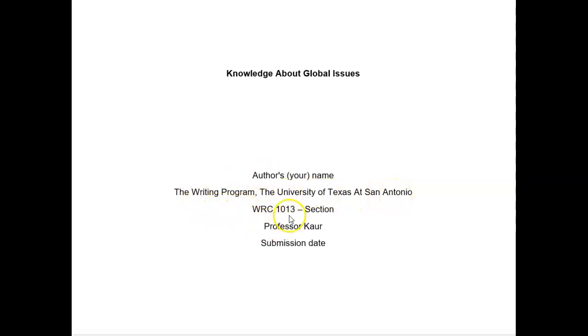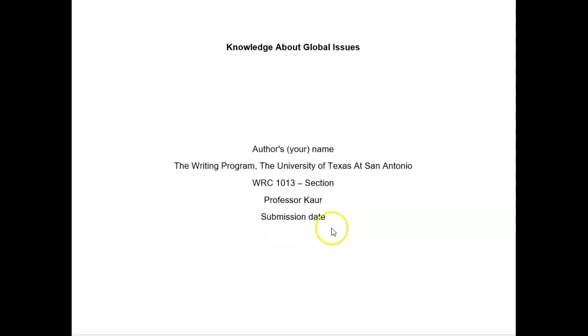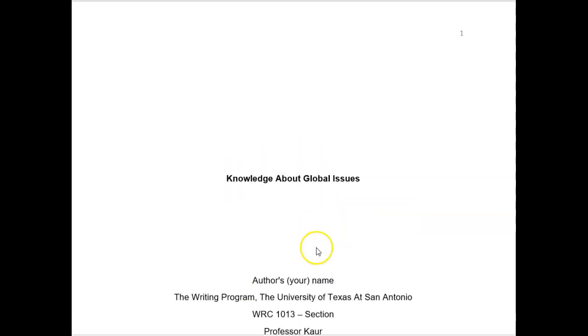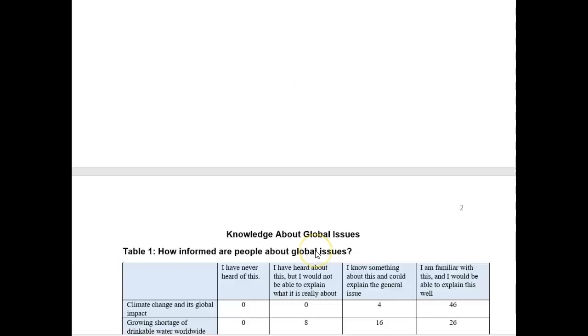Then you will provide your course number and section. Make sure you add your section here. Then your professor's name, and then the date in APA format. Okay, let's scroll down. So you see how the title block is in the middle of the title page.